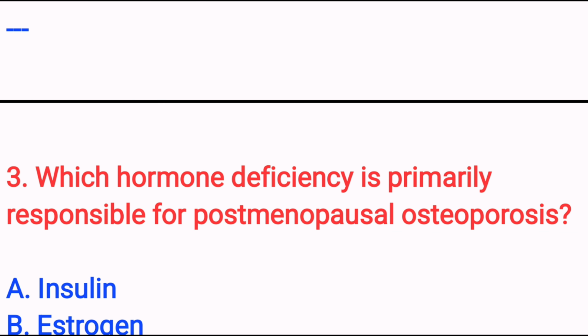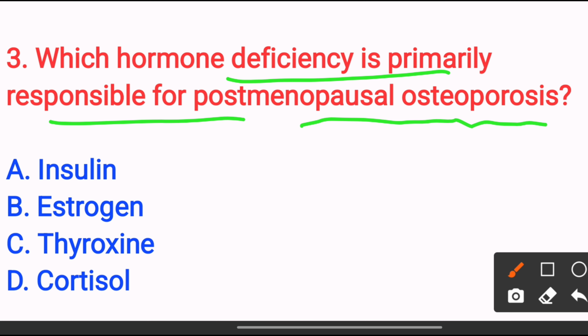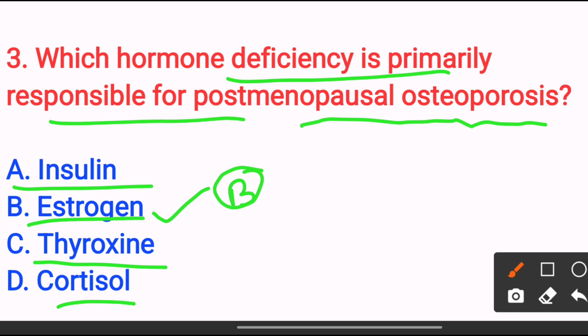Next, which hormone deficiency is primarily responsible for postmenopausal osteoporosis? Option A, insulin; option B, estrogen; option C, thyroxine; option D, cortisol. The answer is option B, estrogen. Estrogen helps maintain bone density by inhibiting bone resorption. After menopause, the estrogen level decreases and this accelerates bone loss. So the answer is option B.